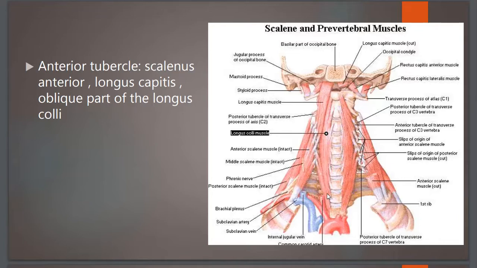We will see the scalenes. We have three in order, one behind the other: scalenus anterior, scalenus medius and scalenus posterior. Not only that, we have the muscle called longus capitis. We also have a muscle called longus colli. All these muscles are related to the anterior aspect of the cervical vertebrae.